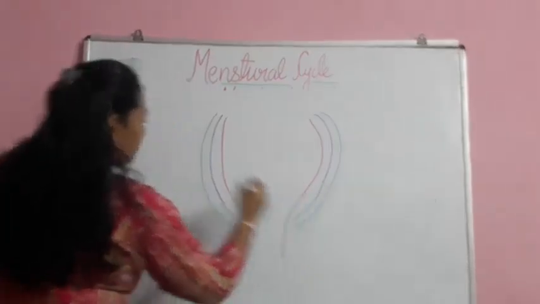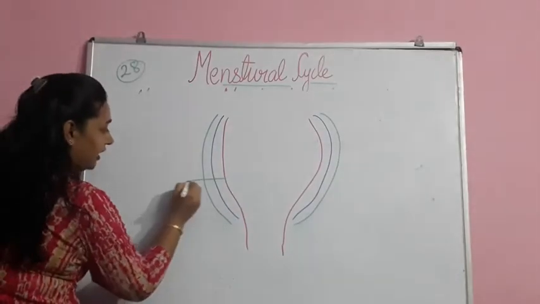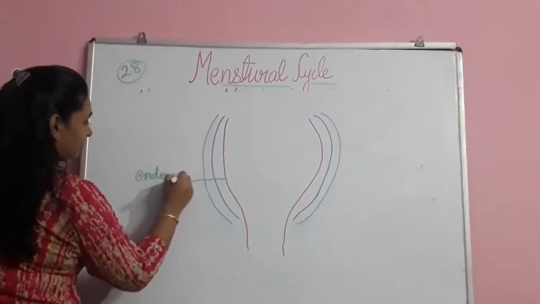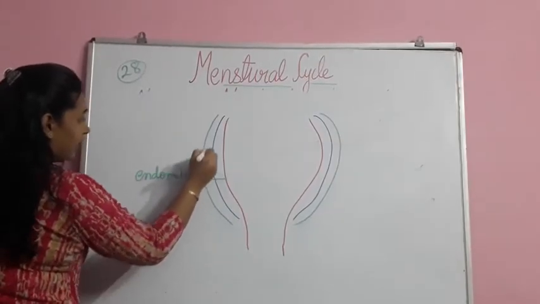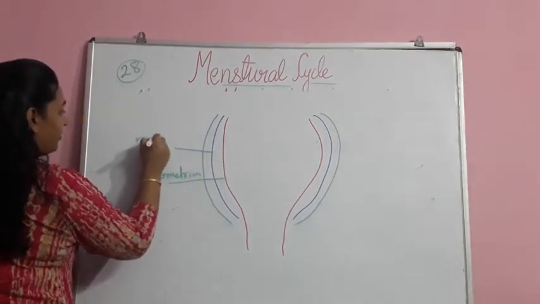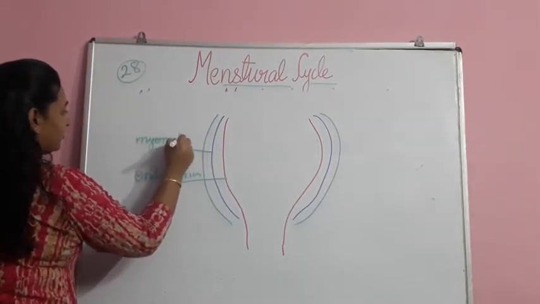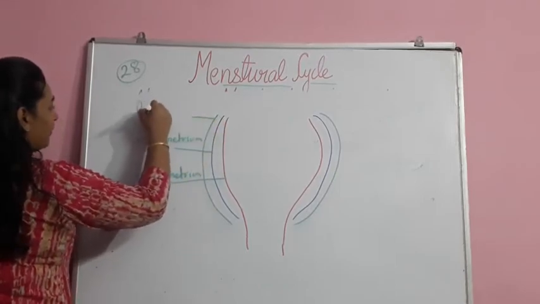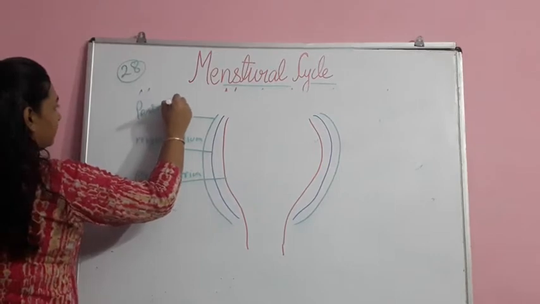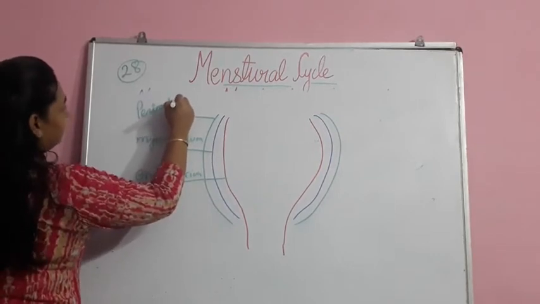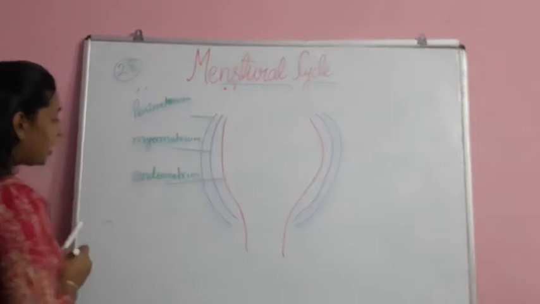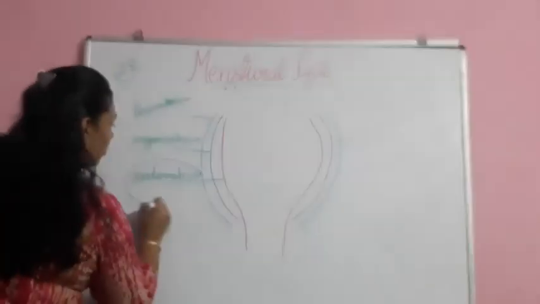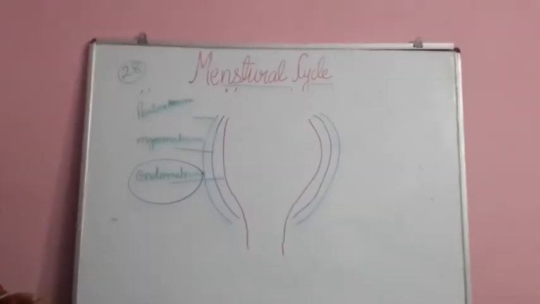Alright. So as we have studied, the inner lining is called the endometrium. The middle one is myometrium, and the outer one is called perimetrium. Now in this, the inner one, the endometrium, is going to play a major role.